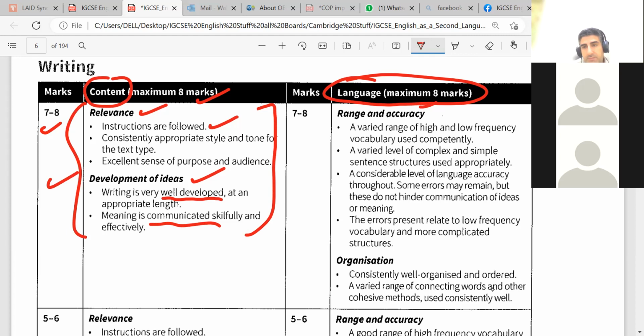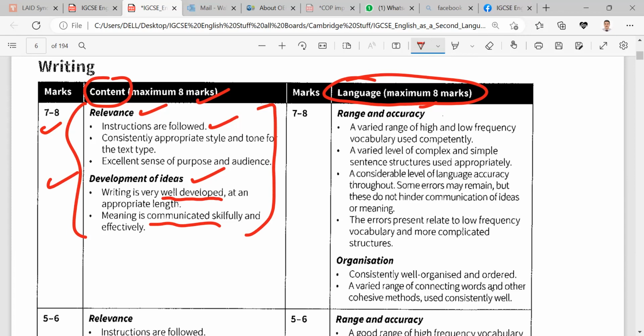What about language? What does the examiner consider while checking your language? The first one, range and accuracy. The second one, organization. But what do I mean by range and accuracy? A varied range of high and low frequency vocabulary used competently. So you need to use varied, very different types of vocabulary. Don't repeat the same vocabulary.